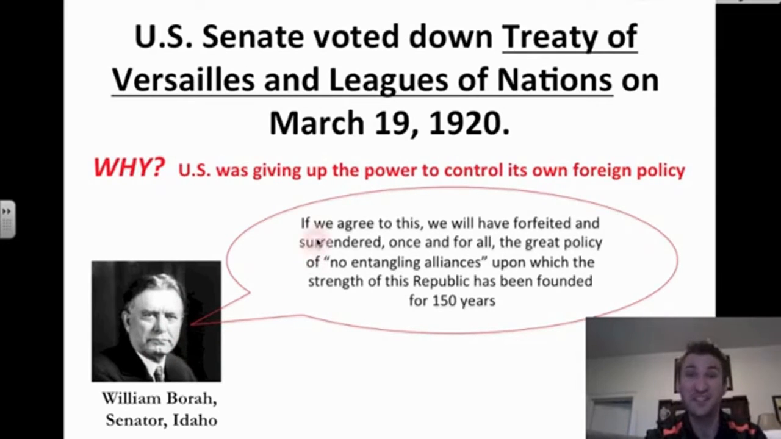If we agree to this, we will have forfeited and surrendered once and for all the great policy of no entangling alliances upon which the strength of this republic has been founded for 150 years. Who said this phrase? Mr. George Washington did. He did not want the U.S. to get involved in any unnecessary alliances. Borah shares that sentiment, and he thinks Wilson is ignoring George Washington.